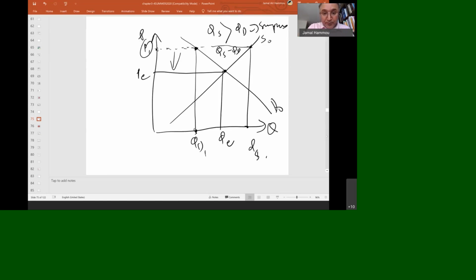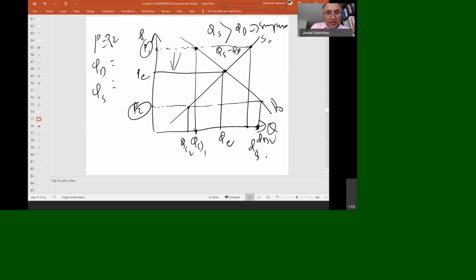Now, P2. I would say, okay, the price equals P2. I want to find out QD and I want to find QS and compare them. So I'm going all the way to the supply curve, go down, and this is QS2. Then I will go all the way to the demand curve for the same price. I will find out what QD2 is. So then I will compare them.